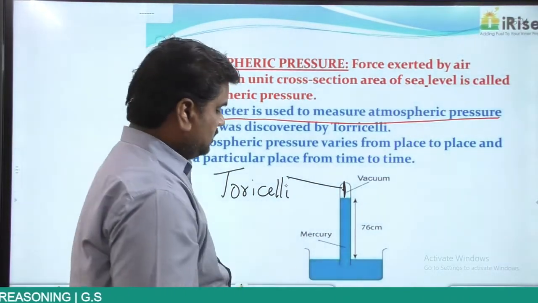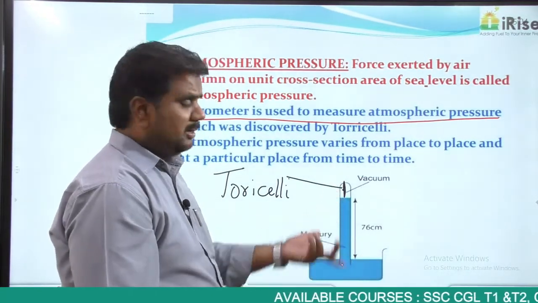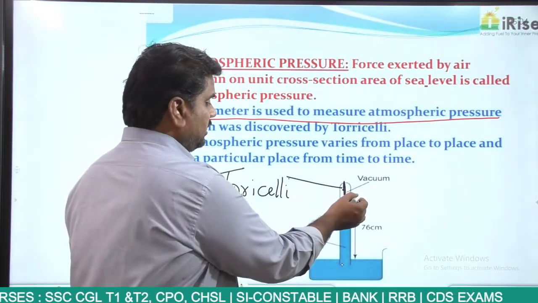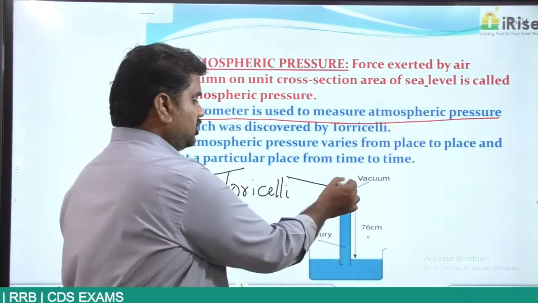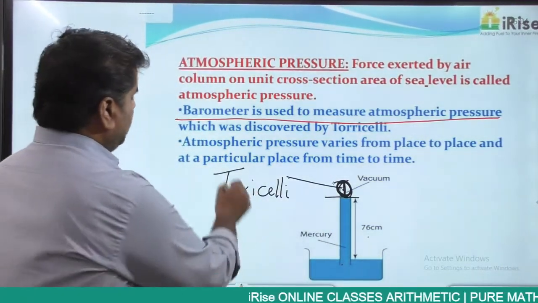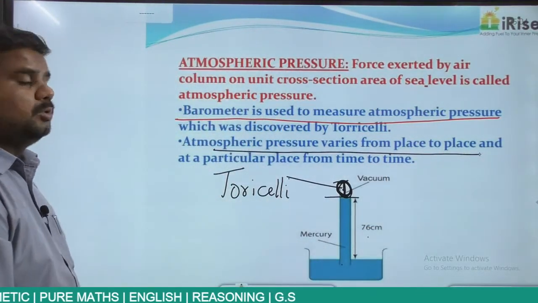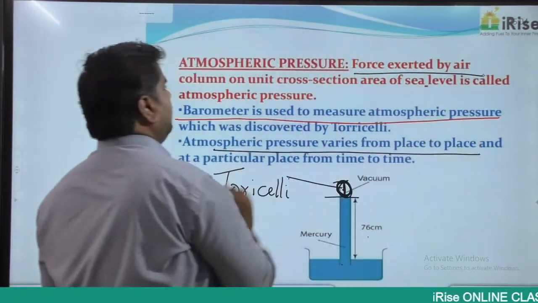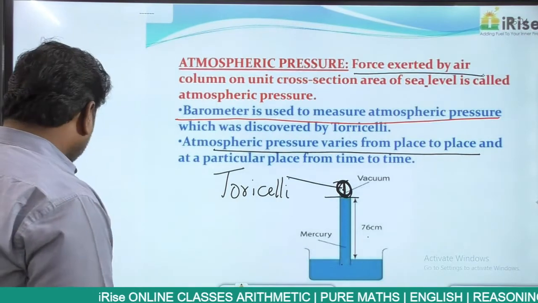Now this is a beaker in which you are placing a glass tube which is open at one end and closed at the other. The moment you invert it, the level of mercury comes down, decreases, and stops at one particular value. That value is what you call 76. And the region above this, this vacuum, is what you call the Torricelli vacuum. This atmospheric pressure value varies from place to place and from time to time. The pressure exerted by air is what you call atmospheric pressure.